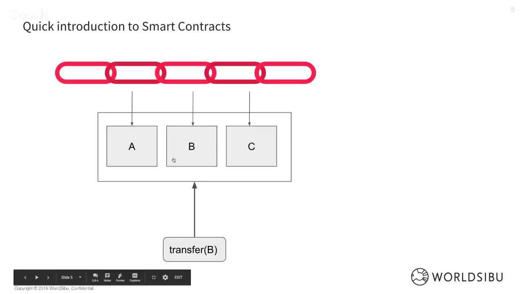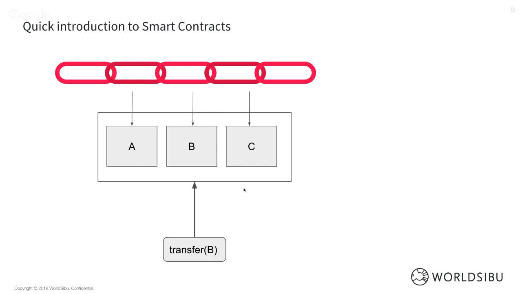Okay. Just to give you a quick introduction to smart contracts as well. A smart contract is just a piece of code that you put on each of the organizations running the blockchain. For example, I have organizations A, B, and C, and I want to send a transaction that says I want to transfer something to organization B.